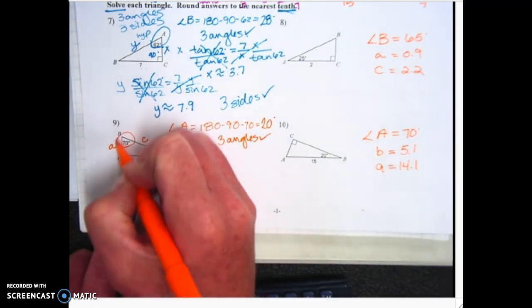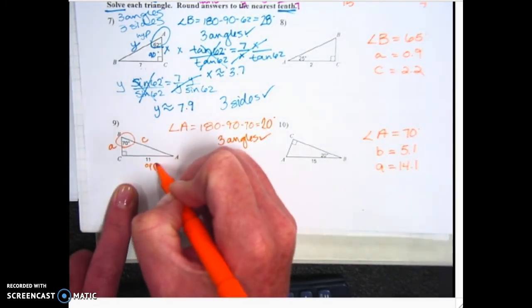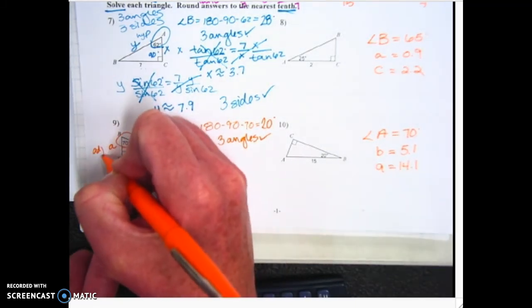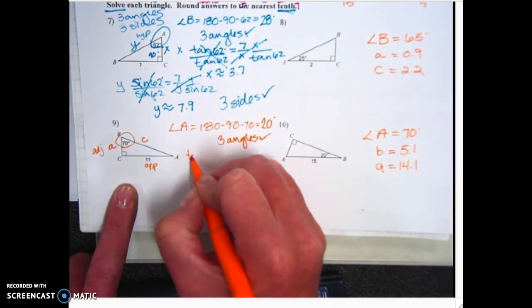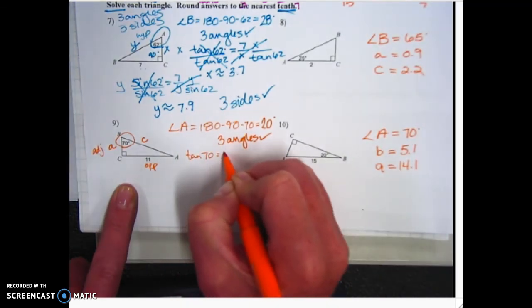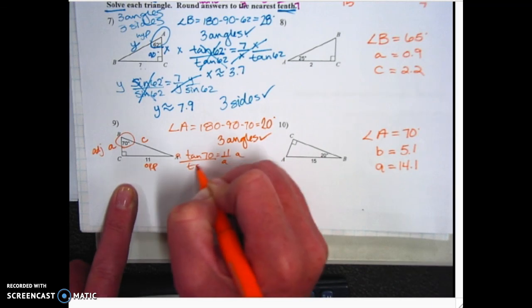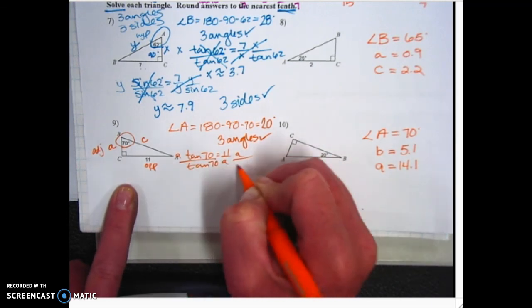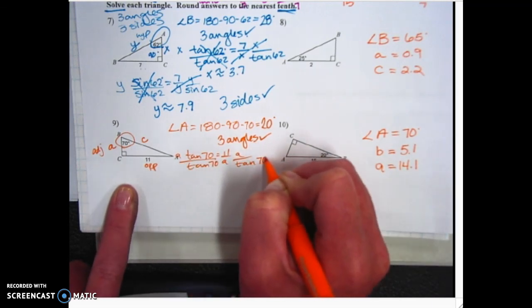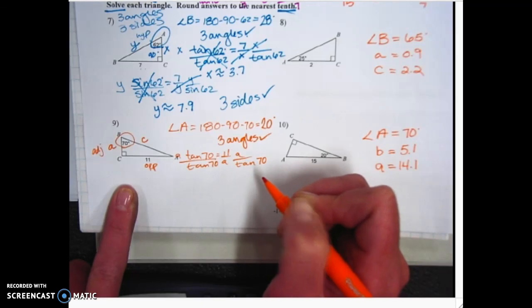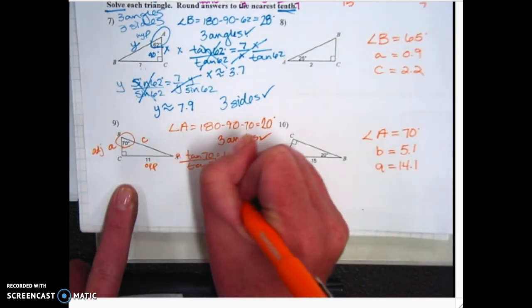From this angle right here, we're going to do opposite and adjacent. So we're going to use tangent of 70 equals 11 over A. Multiply both sides by A. Divide both sides by the tangent of 70. Type it into the calculator. And I got A is roughly 4.